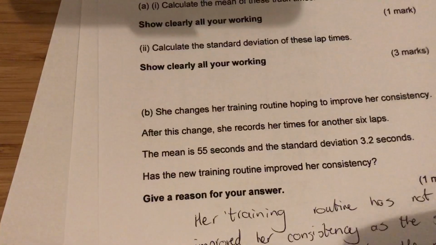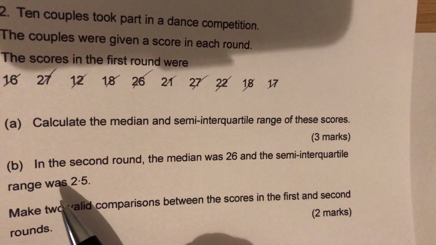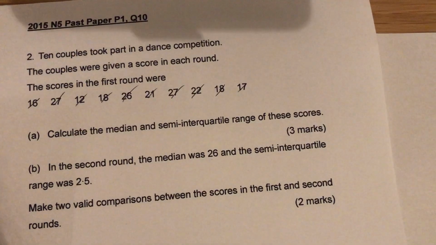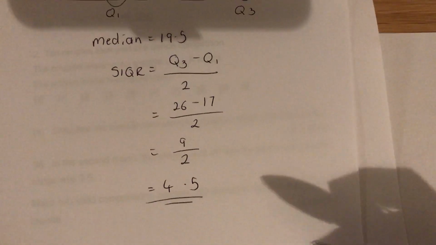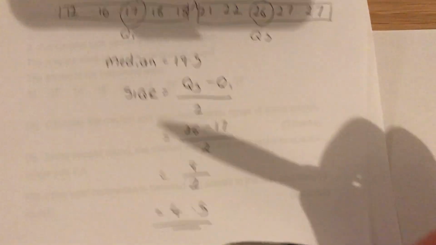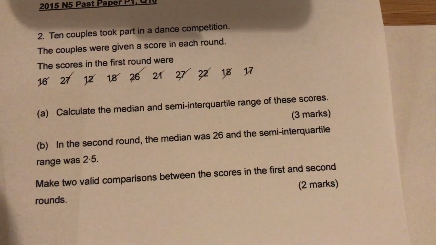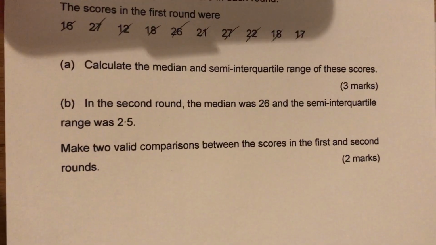All right, let's look at the last one, which is the semi-interquartile range and the median. We're going to use exactly the same sentences because median is another type of average and semi-interquartile range is another type of measure of consistency. It's the same as before, we're just using slightly different statistics. This one says, calculate the median and the semi-interquartile range of the scores. We did that in the tutorial that showed you how to do semi-interquartile range, so we have them here. In the second round, the median was 26 and the semi-interquartile range was 2.5. Make two valid comparisons between the scores in the first and second round.